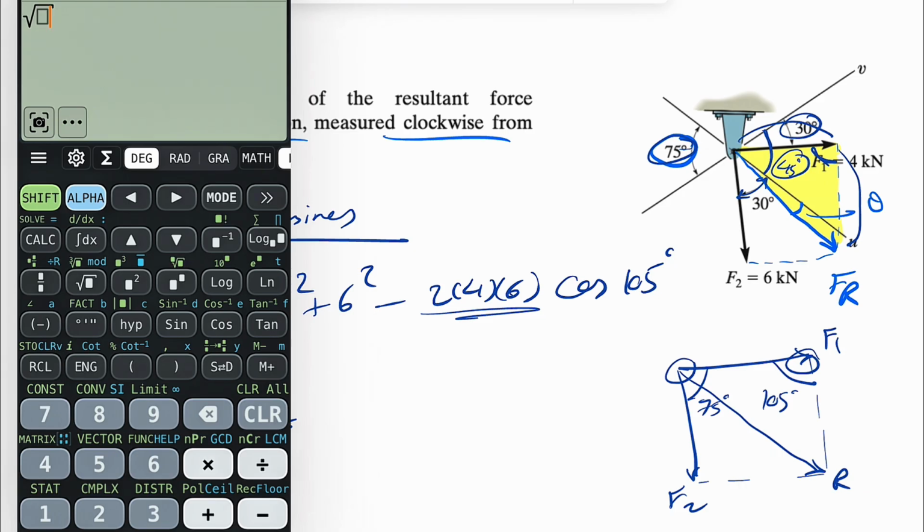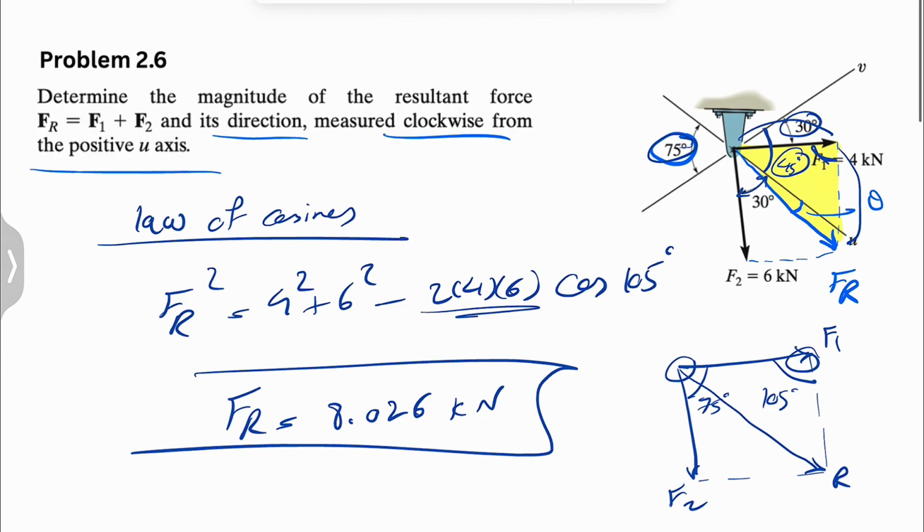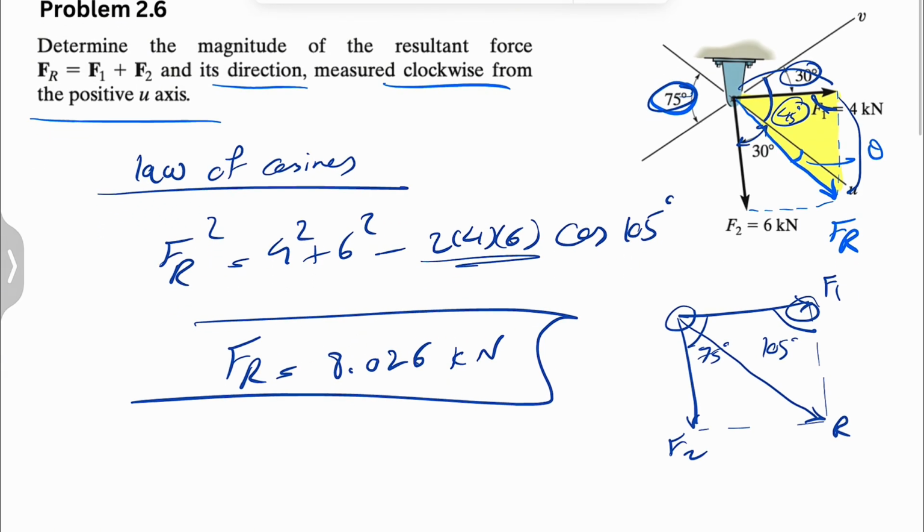So the square root of 4 squared plus 6 squared minus 2 times 4 times 6 times cosine of 105. And that's going to be 8.026 kilonewtons. So that's the magnitude. And for finding the angle that it makes with the u-axis, we can consider this angle here, theta, based on the law of sines, and we figure out that this part is 45 degrees.